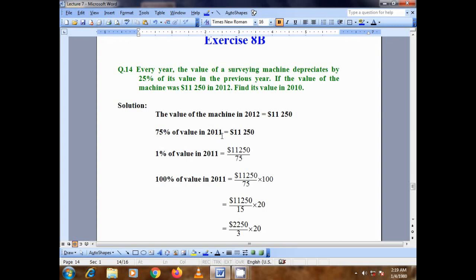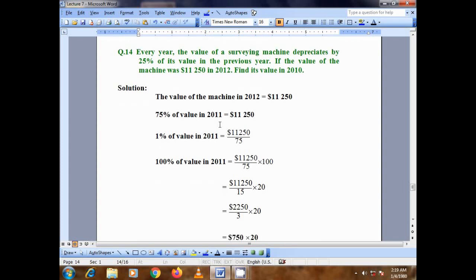Therefore the value will become 75% of the value in 2011. Now $11,250 is 75% of the value in 2011. After 2011, the value of the machine which is given is $11,250. So we will find the value of this machine first in 2011 and then in 2010. We will apply the same method we used in questions number 1, 2 and 3.